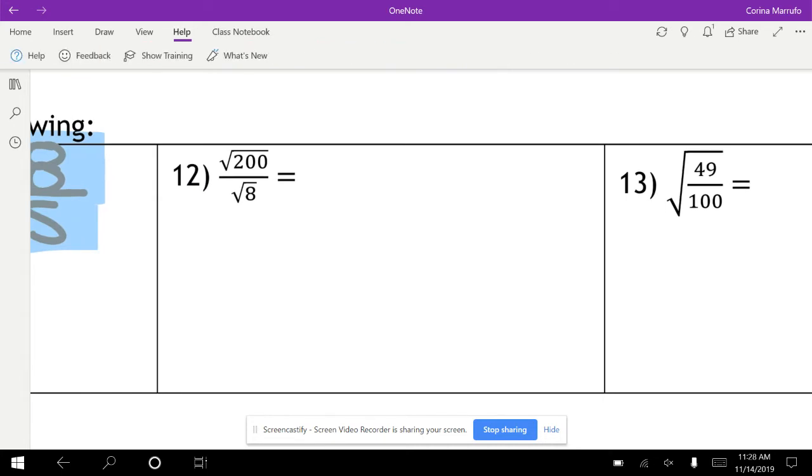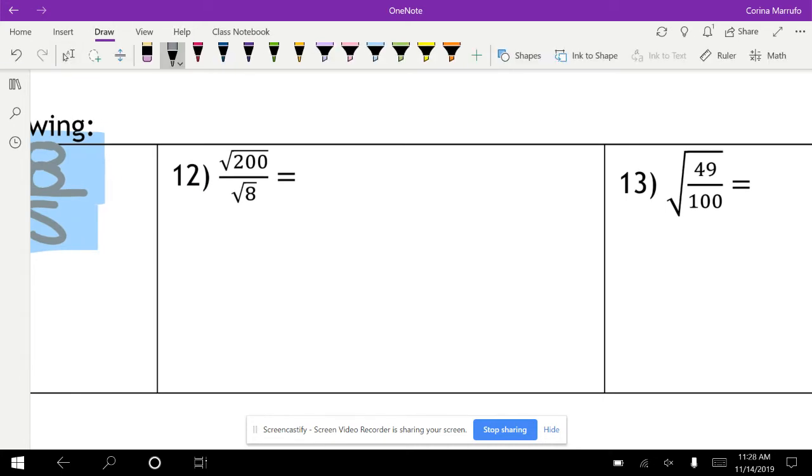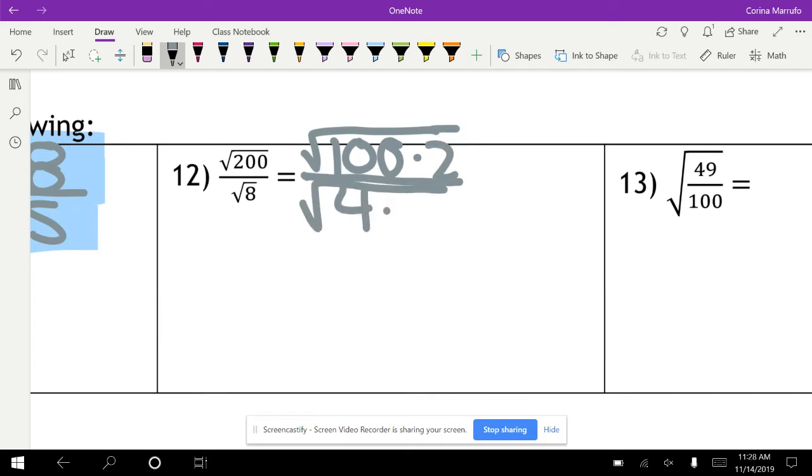All right, the next one, we have the square root of 200. So we are going to split that into 2 numbers that multiply to give us 200. Okay, remember, one of them has to be a perfect square. So I know 100 times 2 gives me 200. Now 8, the same thing with 8. We know 4 times 2 gives us 8.